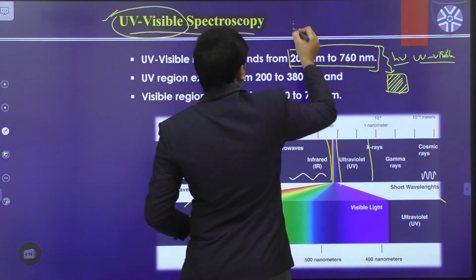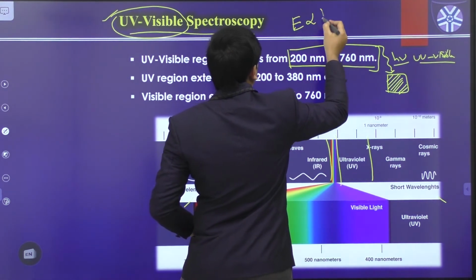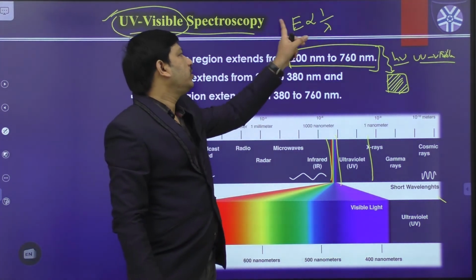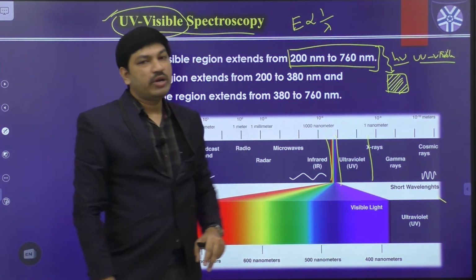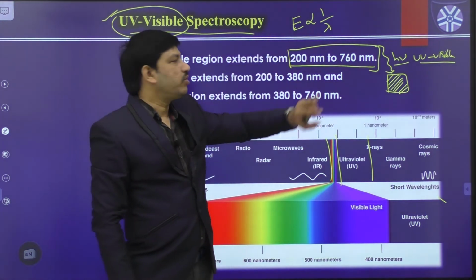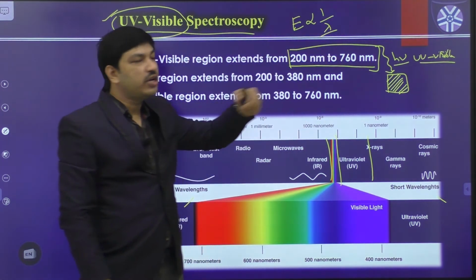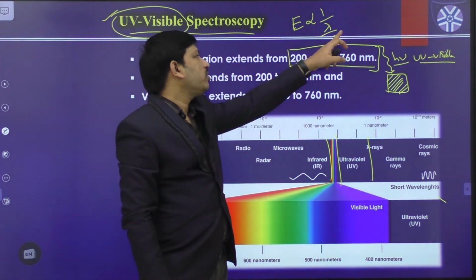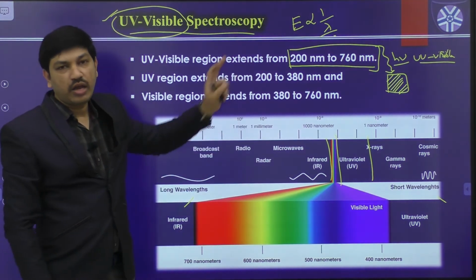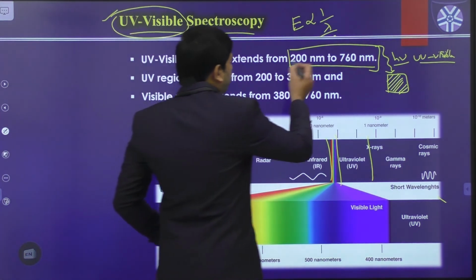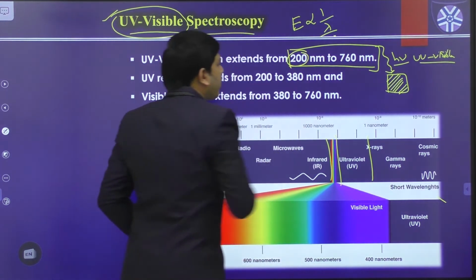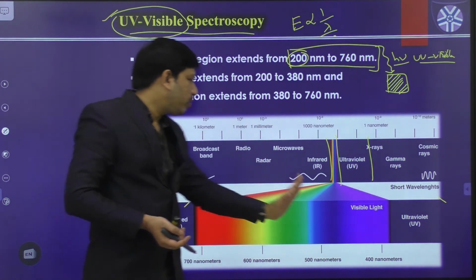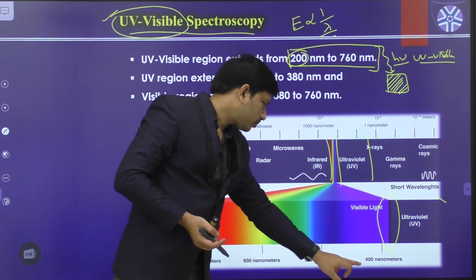So what is the relation between energy and wavelength? Wavelength means lambda. There is an inversely proportional relation between the energy and the lambda value. That means when the lambda value decreases, energy increases, and when the lambda value increases, the corresponding energy decreases. So 200 nanometers has a shorter wavelength, very close to the ultraviolet radiation.